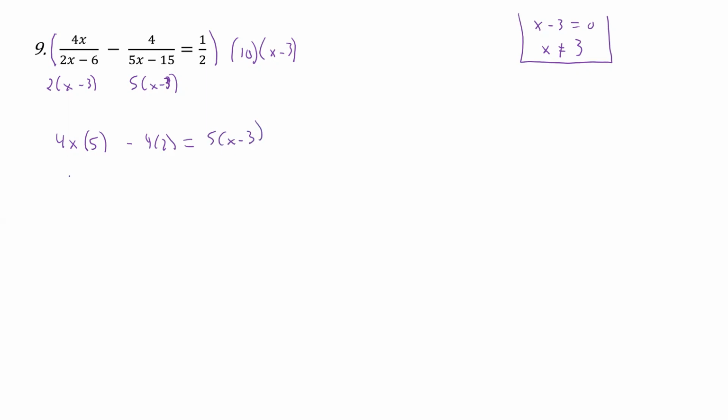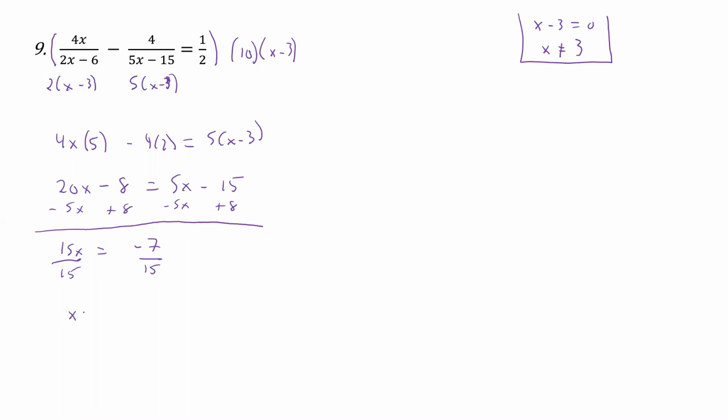Now I simplify. Here I have 20x minus 8 equals 5x minus 15. And I'm going to take x's to one side and the numbers to the other. So let's add 8 and subtract 5x. And so I have 15x is equal to, and now it looks like a negative 7. So divide by 15. And so x is equal to negative 7 over 15. Now all I said was we couldn't equal 3, but nothing about negative 7 over 15. So that one is the correct solution.